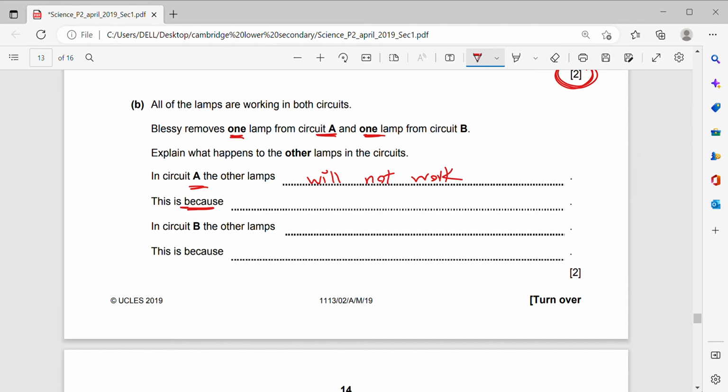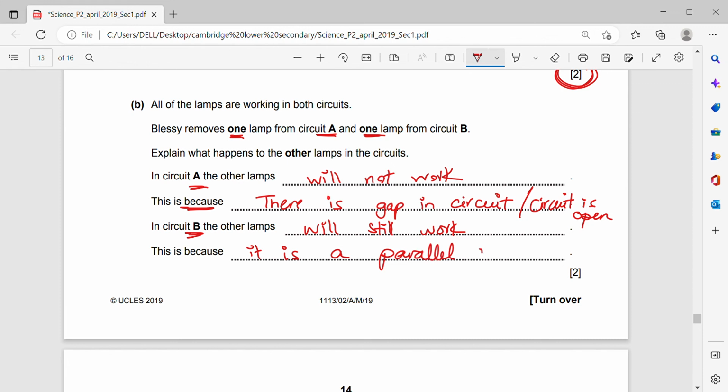علشان حصل ايه؟ Because there is a gap in the circuit. أو ممكن حد تاني يكتب there is no current. أو ممكن نكتب the circuit is open now. طب in B هتتأثر؟ لا, it will still work. ليه will still work؟ علشان it's a parallel circuit. أو ممكن حد يكتب still there is a current. علشان still there is a current أو circuit is closed.